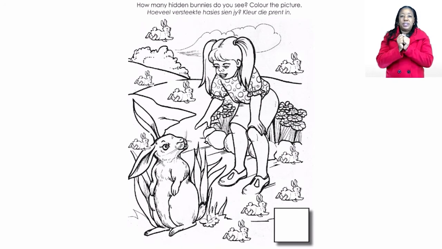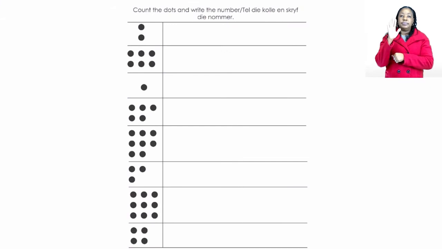Look right from the background of the picture. Right at the back of the picture, that's where you find the background of the picture. Let's try to find how many bunnies are hiding in this picture. Count and find the correct number. Write the number in the block right at the bottom of page 4 of your booklet and color in the picture. Well done if you have completed page 4. Now we turn over to page 5 of our booklet.